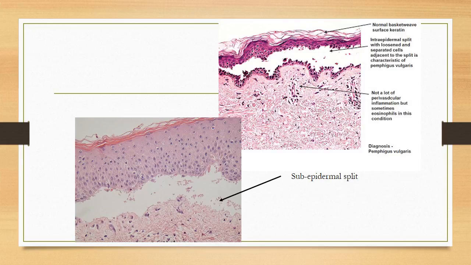So this can come on histology as well. See, they show clearly the split is inside the epidermis here, and here it is between the epidermis and the dermis. So this is the epidermis and this is the dermis. You can see the difference in the staining. Again, this darker one is the epidermis and the lighter one here is the dermis. So intraepidermal split and subepidermal split.